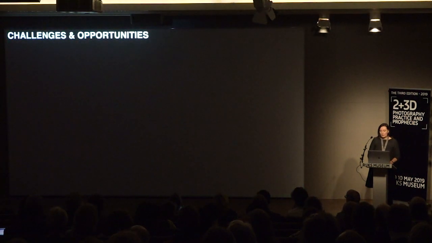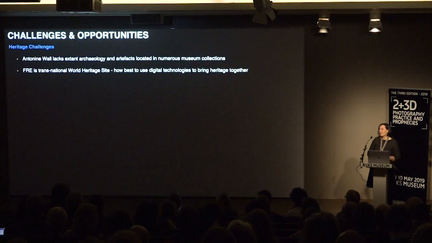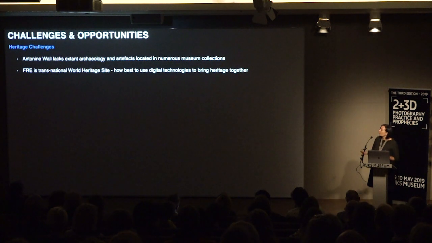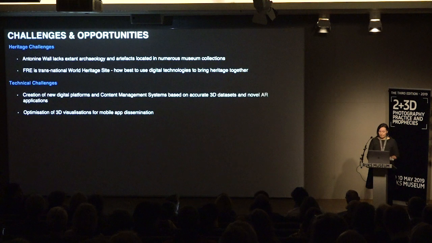So just to sum up then, some of the challenges and opportunities that these types of method bring to particular sites like this. The Antonine Wall, as I've mentioned, it really lacks extant archaeology, and the artifacts are located at lots of different locations. And the Frontiers of the Roman Empire is a transnational World Heritage Site. So how can we best use digital technologies to bring this heritage together?